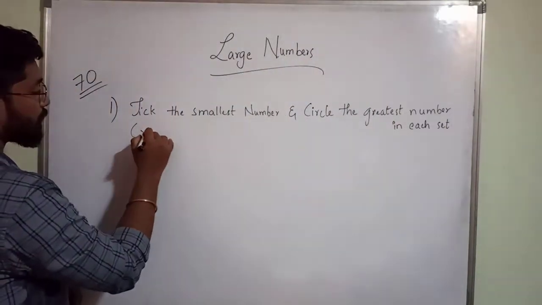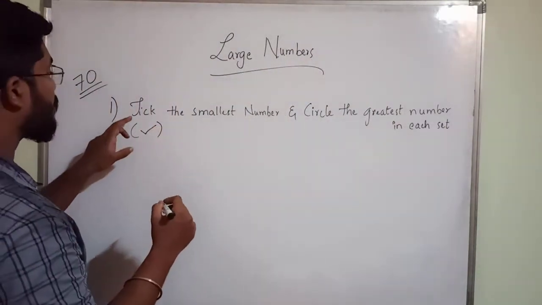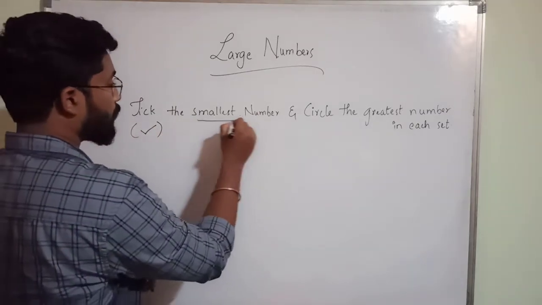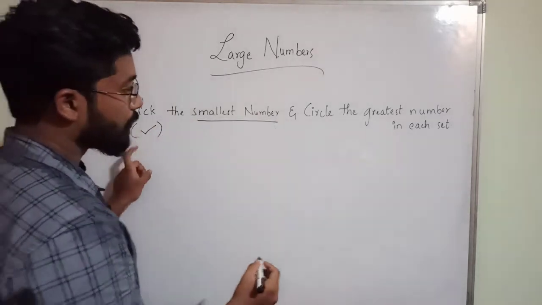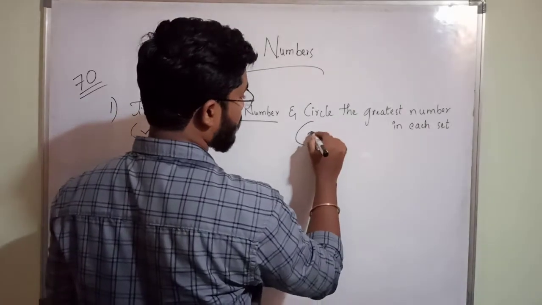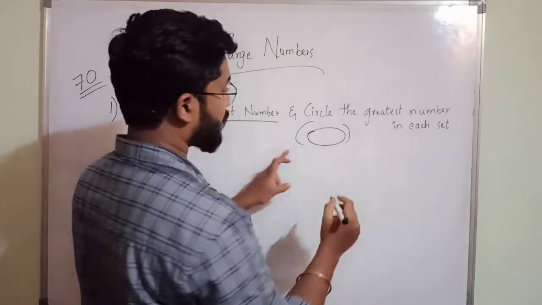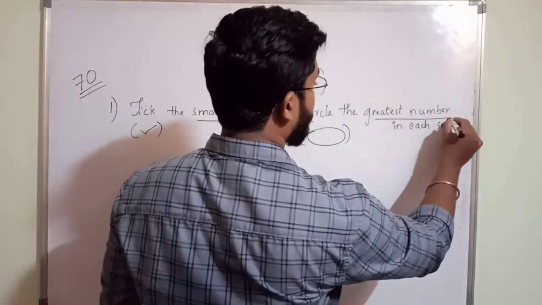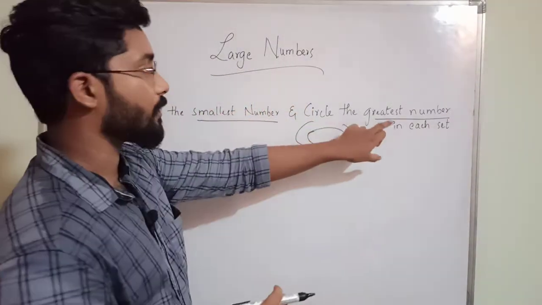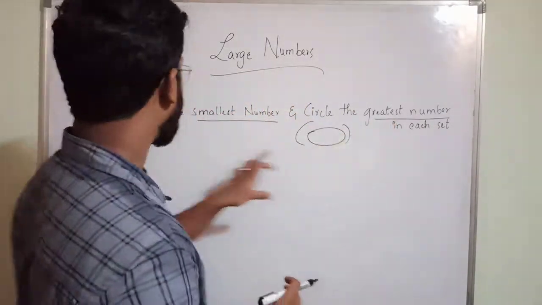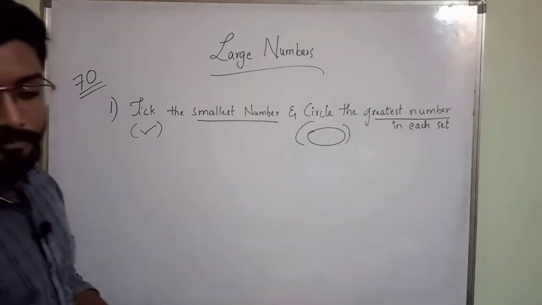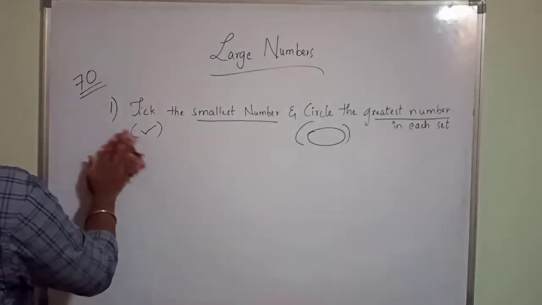What is this tick mark? You have to tick the smallest number, circle, round it like this. Circle the greatest number. Don't tick the greatest number. You have to circle the greatest number and tick the smallest number. Okay? Don't confuse.